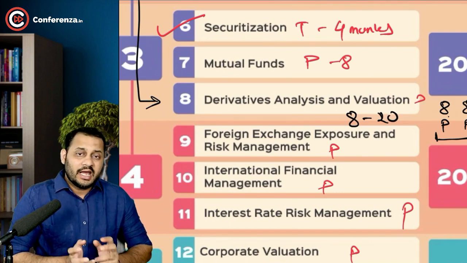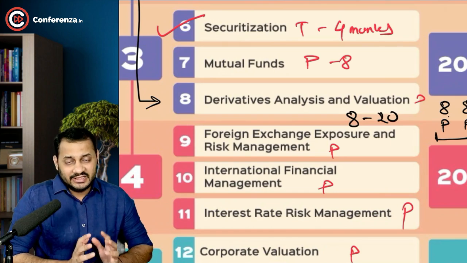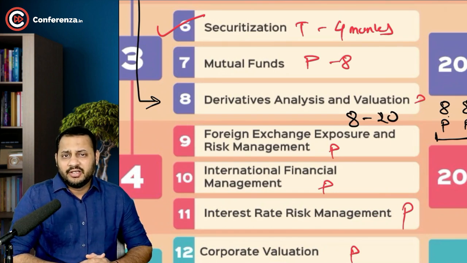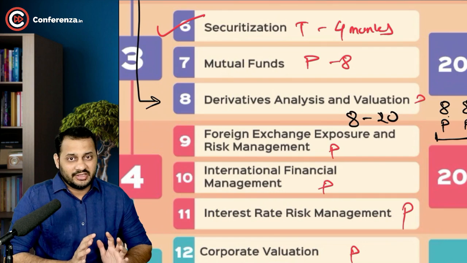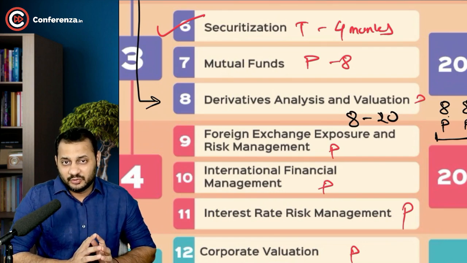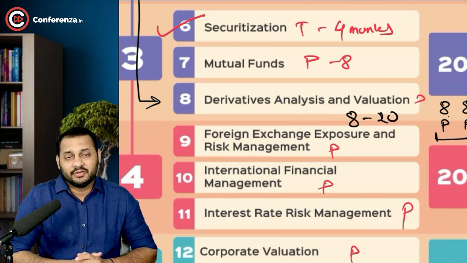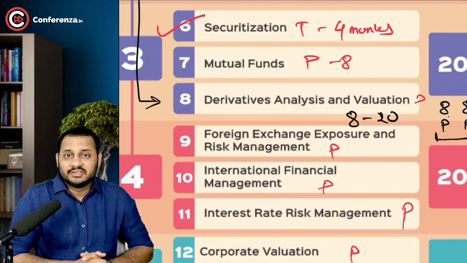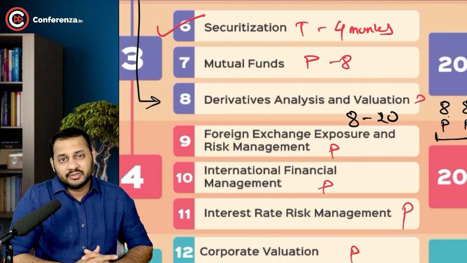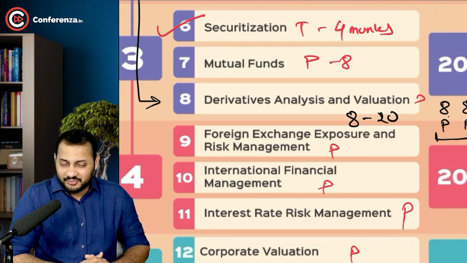Only the approach to the same concepts that you have learned will be different in this chapter. We are going to discuss forward, futures and options most of the time. Only 25% or 20% of the syllabus constitutes the interest rate swap concept, which we are going to discuss at the end of the chapter.